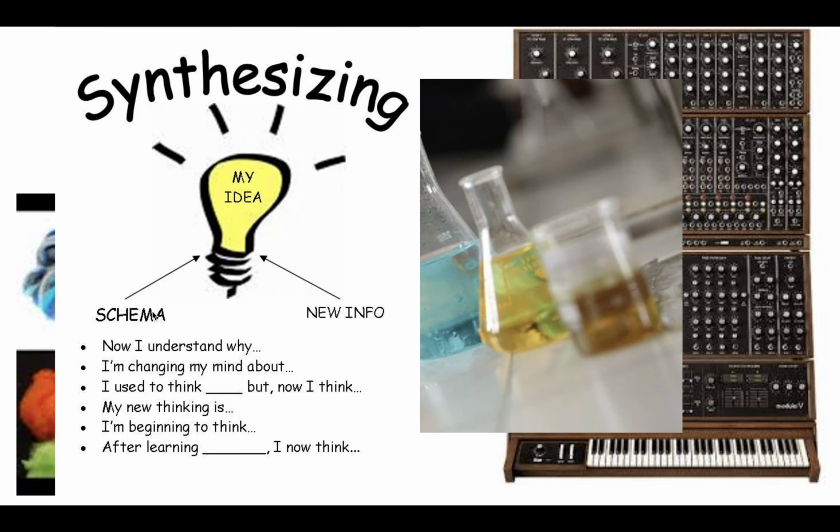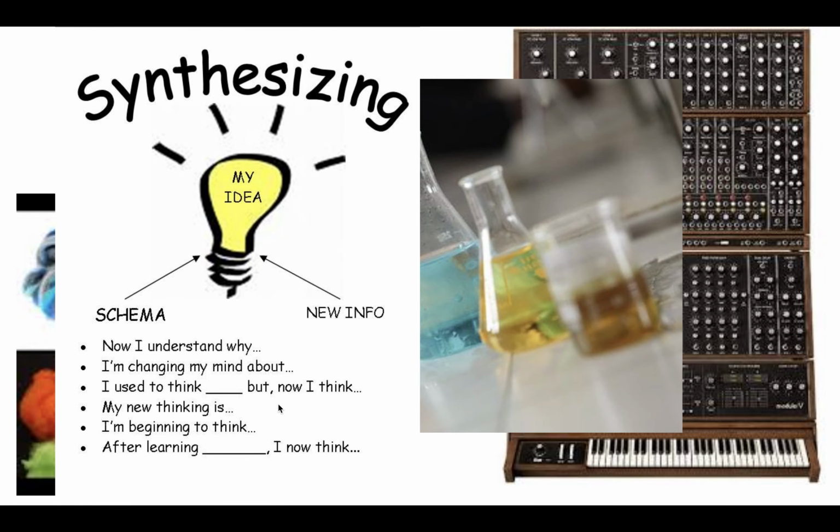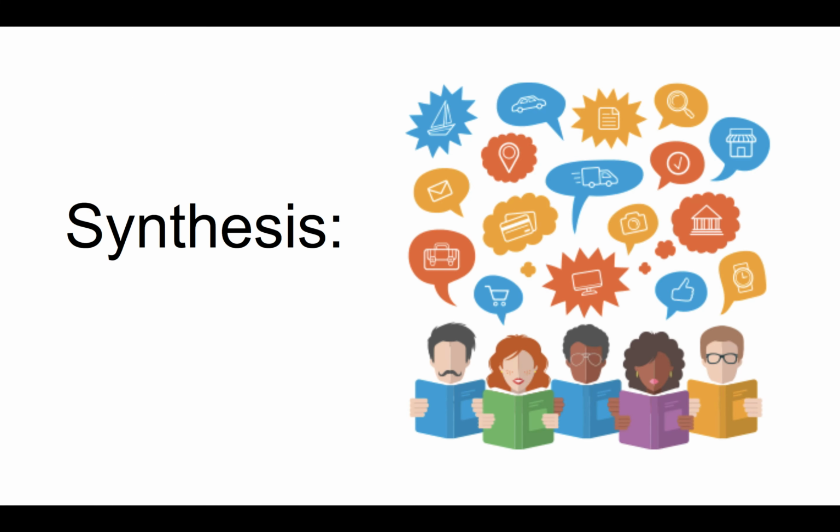Your schema is what you already know. You're allowing all the sources to provide new perspectives or new input, and that informs your own perspective, right? It informs your own perspective. And you use that to inform your readers in a more complex way about the topic. Drawing on multiple sources, integrating information to form new, more complex ideas and understandings. Taking many different component parts, sort of like pieces of a puzzle, and putting them together to form something new and better. So synthesis then is allowing that conversation to occur within your paper.